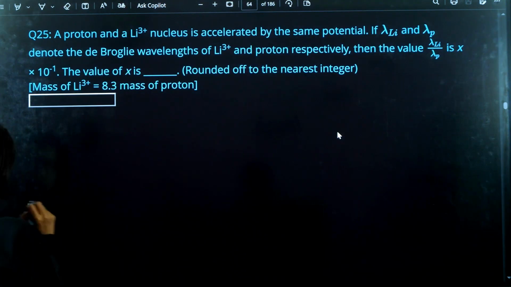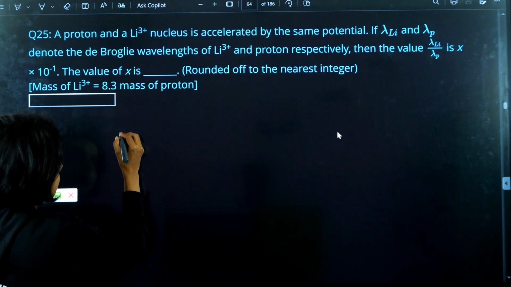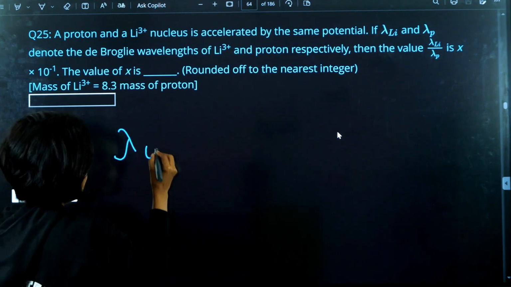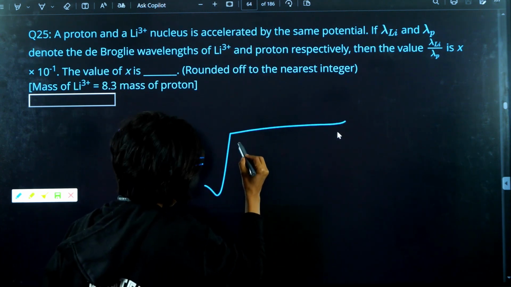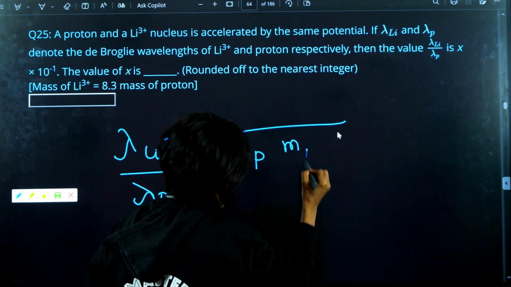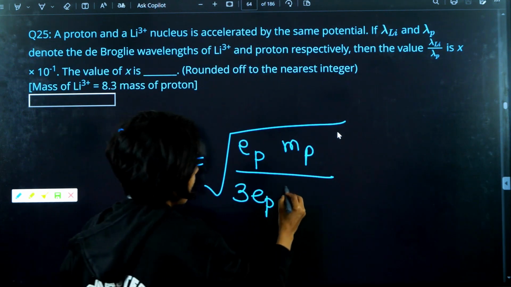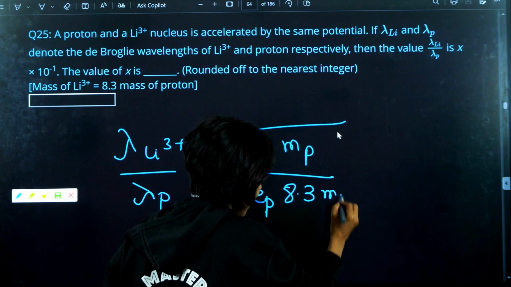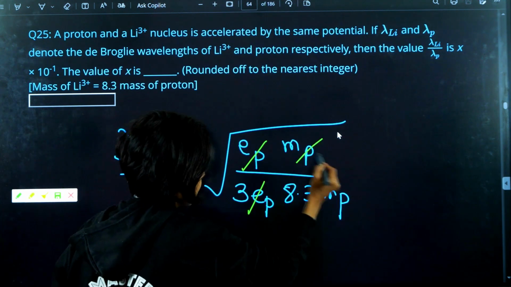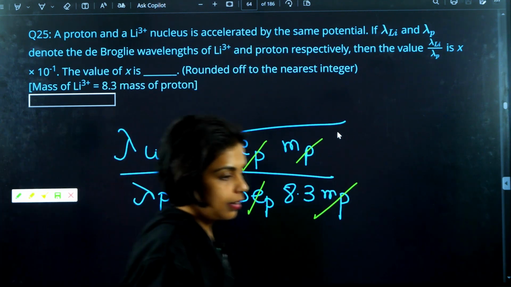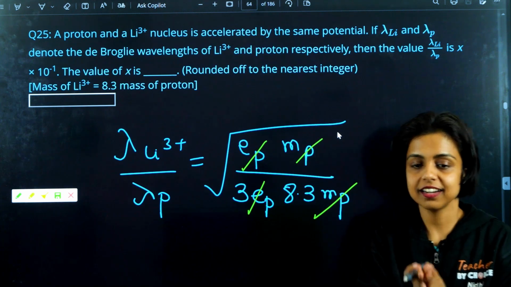Let me write it again. It just got rubbed by mistake. So the lambda for lithium ion upon the lambda for proton, I just wrote it. The charge on proton, the mass of proton, and the charge on lithium ion is thrice the charge on proton, 3 positive, and the mass of lithium as given in the equation is 8.3 times the mass of proton. So of course this gets cancelled, this gets cancelled here, right? And by solving this we will get our answer.